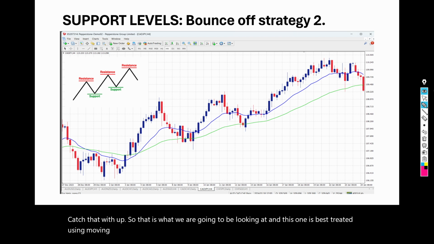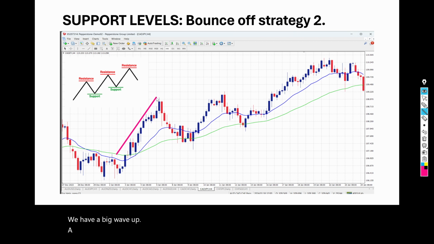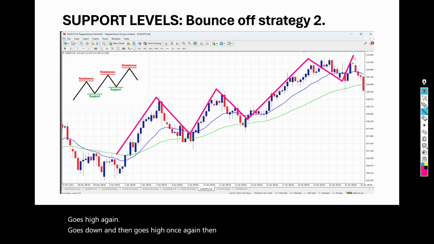So for example, you can see that right here we have a big wave up, creating a higher high, then a wave down, goes high again, goes down, and then goes high once again, and then we expect it to go high once again. Okay, so we want to see the major turning points.